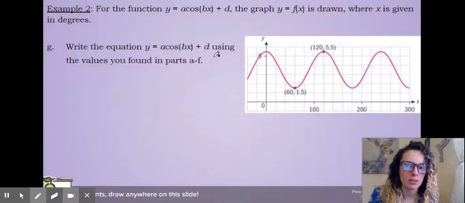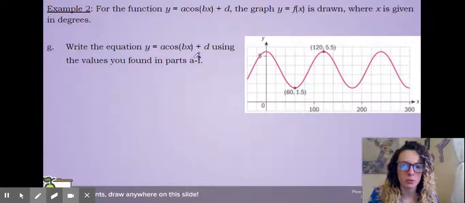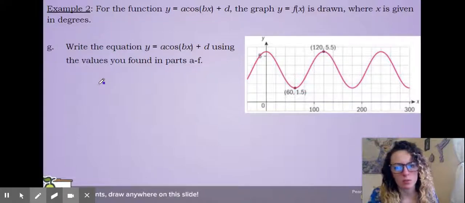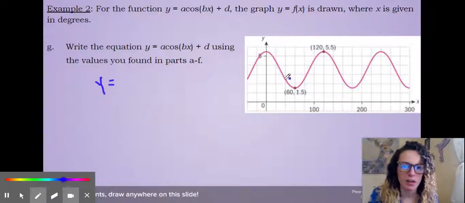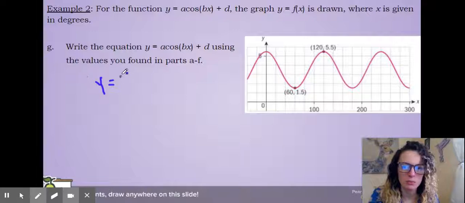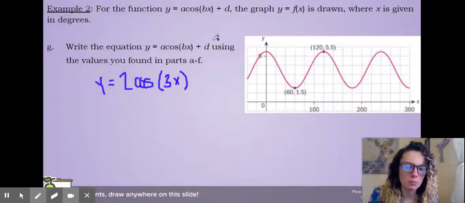All right, and finally, final step of example 2, all leading to writing the equation y equals a cosine bx plus d using all the values that we found, or all the information that we found in parts A through F. So if you need to scroll back or go back through your work, we're just going to put it all together. That's it. So we found our A value, the amplitude, to be 2, cosine. I'm just following this setup for us. B, we just found our B to be 3. So that's going in parentheses with our x. And we found our principal axis, or our vertical shift, to be 3.5.